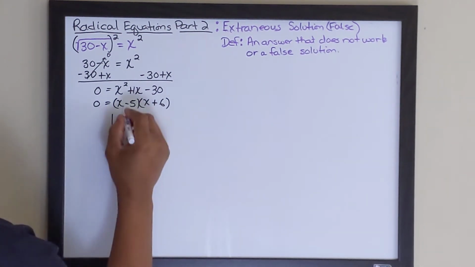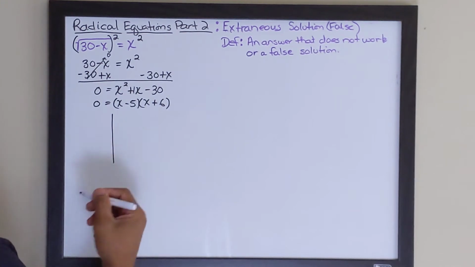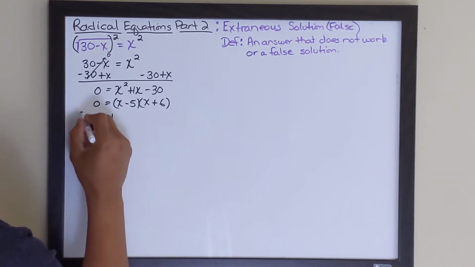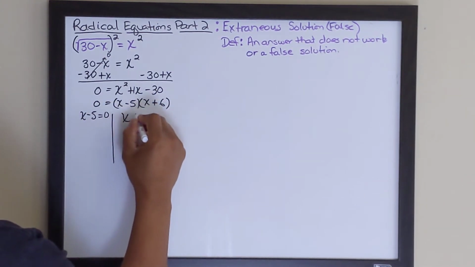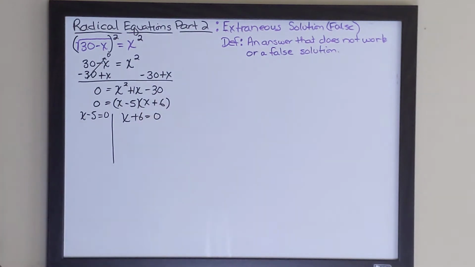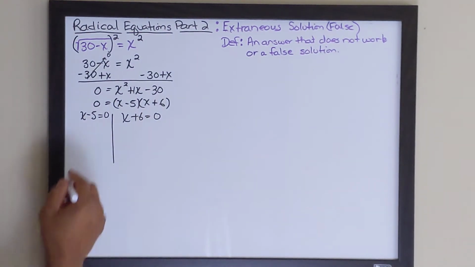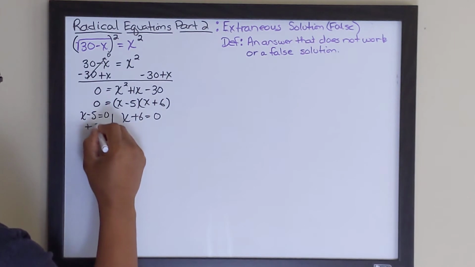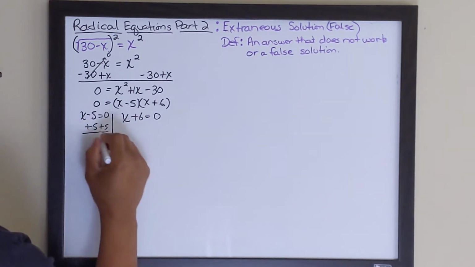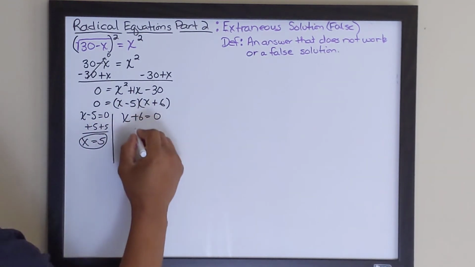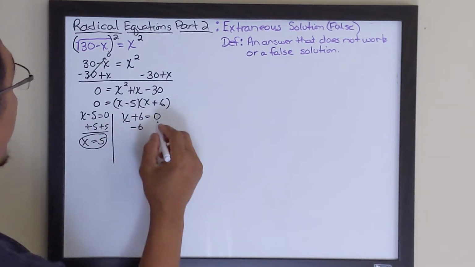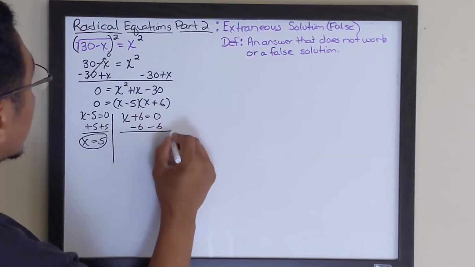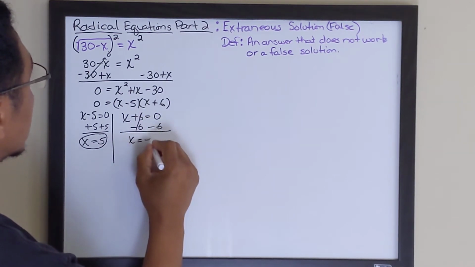Now what we've got is two factors, and now we've got to solve for x. To do that, we're going to take each of the factors and set them equal to 0, and then solve for x. So here we've got x minus 5 equals 0, and on this side, I've got x plus 6 equals 0. Let's start with this one. Here we're going to add 5 to both sides, and we end up with x equals 5. So that's one of our answers. On this side, we subtract 6 from both sides, this cancels, and we get x equals negative 6.